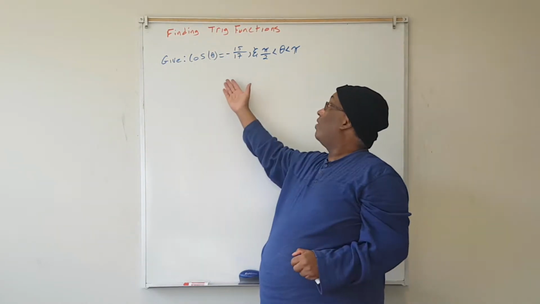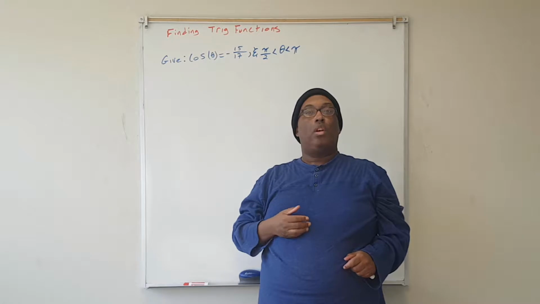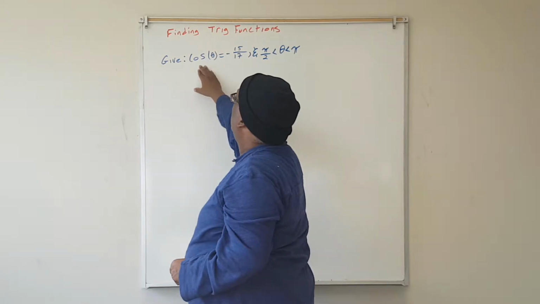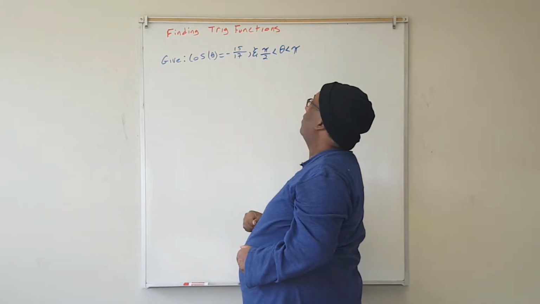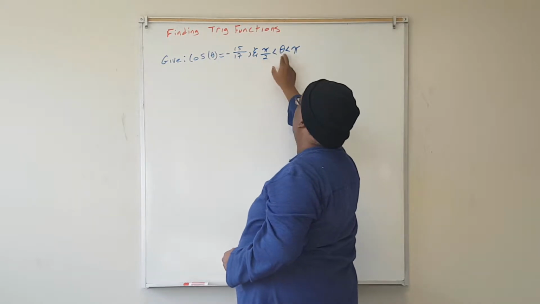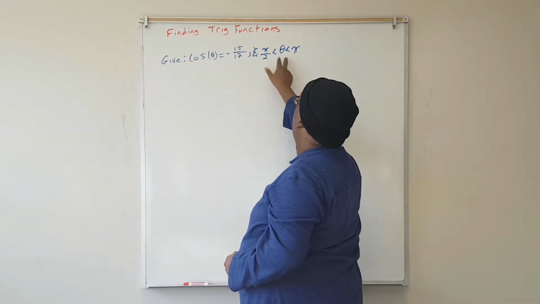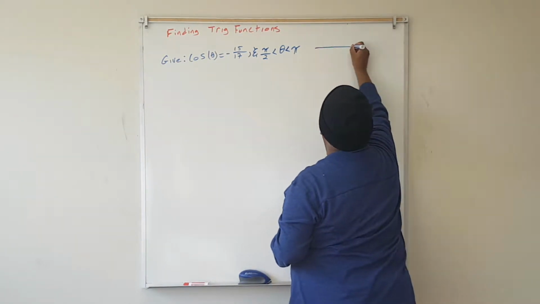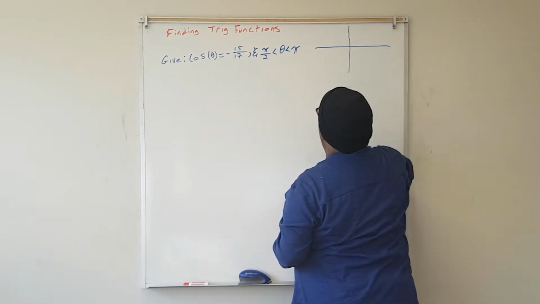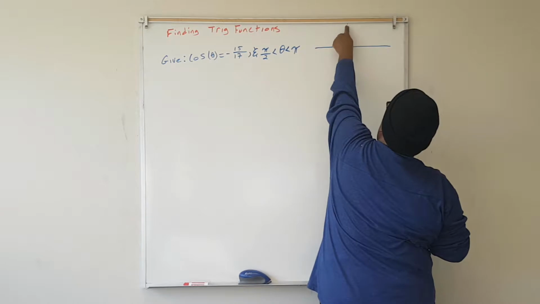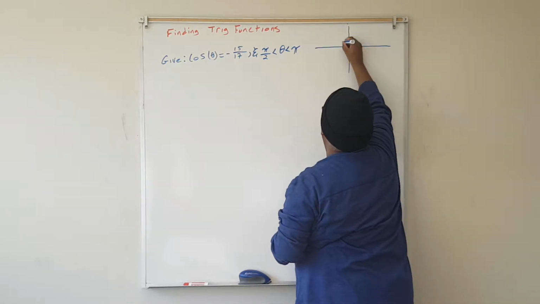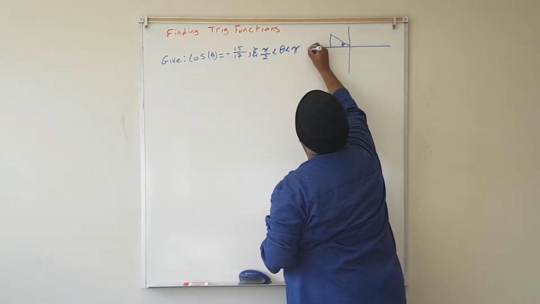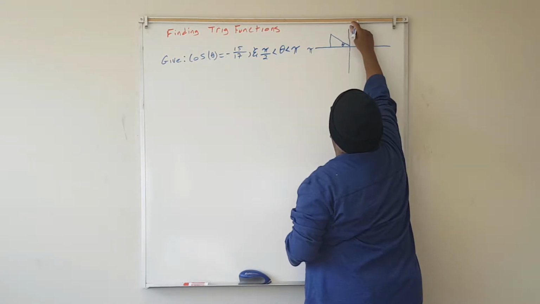If we're given one function, we can find the remaining trig functions for the given angle theta. So let's get started. Here we have cosine theta equals negative 15 over 17, and theta is between pi over 2 and pi. If we know that, we can find what quadrant we're in first. So pi over 2 means we're here in the second quadrant. This is pi. This is pi over 2.